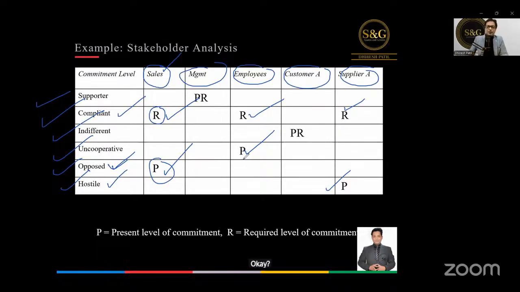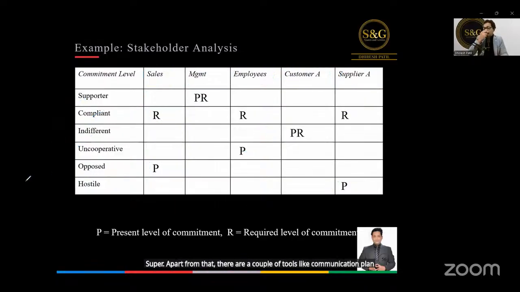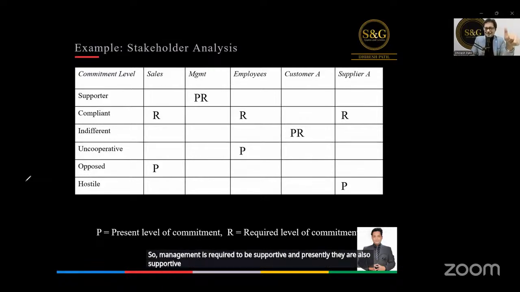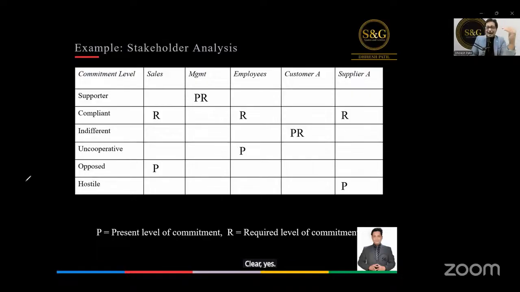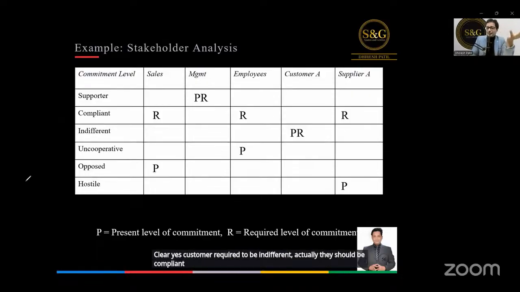Super. Apart from that, there are a couple of tools, like the communication plan. PR stands for where present level and required level are at the same level. What does a single box mean? For example, management is PR. Management is required to be supportive and presently they are also supportive. Clear? The customer is required to be compliant, and they are compliant. Required and present levels are at the same level, so P and R will be in the same box.